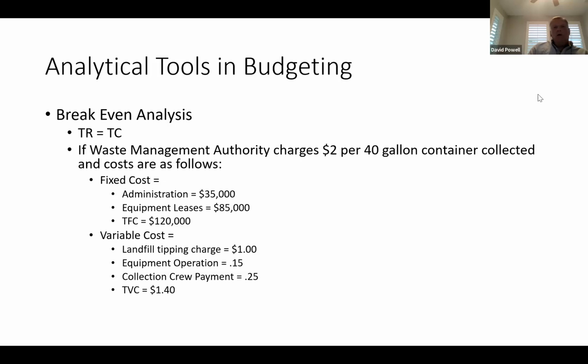Our variable costs will be $1 for landfill tipping charge per container collected. So it's $1 tipping charge per container collected.